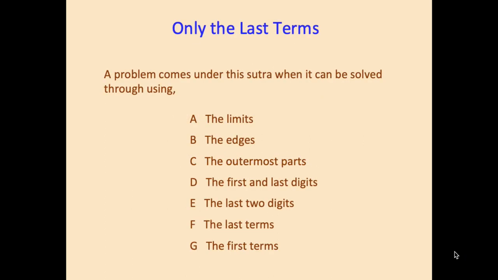It can mean the limits of something, the edges, the outermost parts, the first and last digits or terms, the last two digits, the last terms, or the first terms. So it has all these variable meanings. And any problem in maths that comes under this sutra can be solved using one of these meanings.